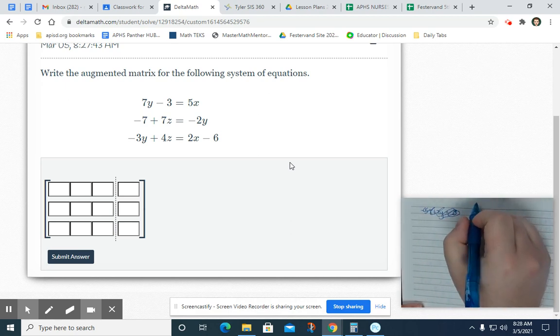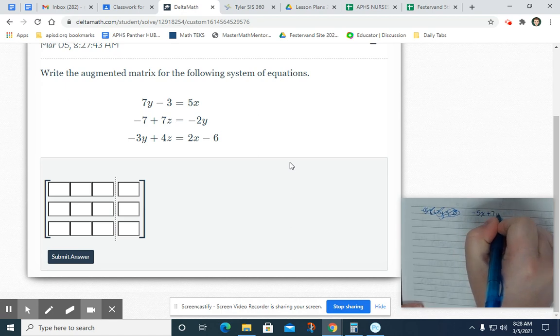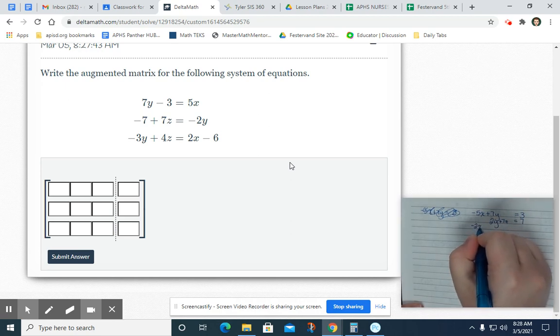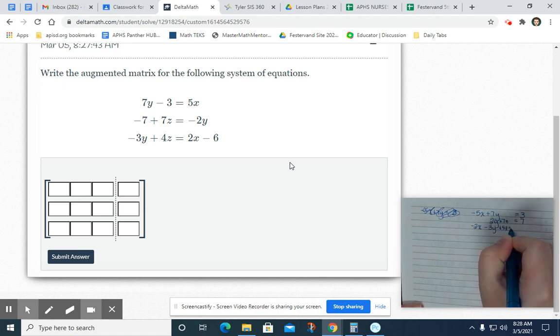I'm not happy with that. Okay. Negative 5x plus 7y. I don't have a z. equals 3. Then I'm going to have 2y plus 7z equals 7. Negative 2x minus 3y plus 4z equals negative 6.